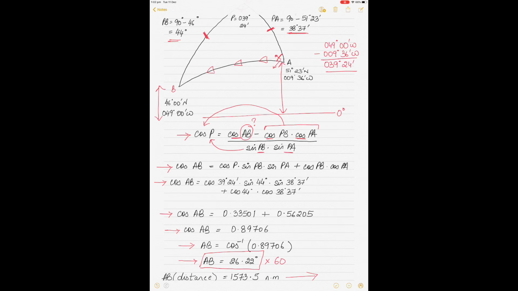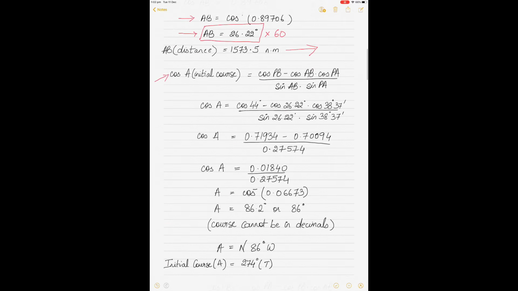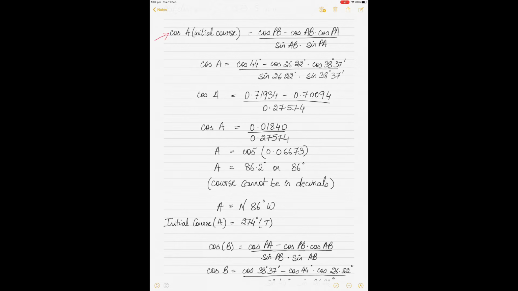Now how do we decide that? If it is less than 90, that means it's still in the northwest quadrant. If it is more than 90, that means the vessel is in a southwest quadrant. Alright, so let's start here. Your initial course is cos A, the included angle. Then you write the side opposite to it, which is PB, and then the cos of the remaining two sides, and the sine of the remaining two sides in the denominator. That's how you get your initial course.